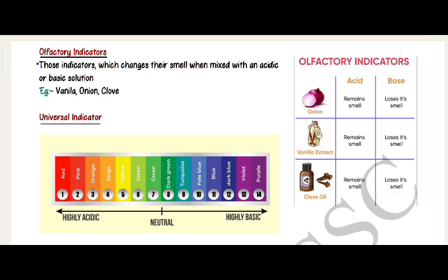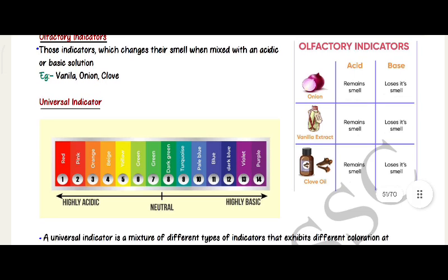Olfactory indicators: those indicators which change their smell when mixed with an acidic or basic solution. Examples: vanilla, onion, clove. Onion in acid keeps its smell, in base loses its smell. Vanilla extract in acid keeps its smell, and in base loses its smell. Clove in acid keeps its smell and in base loses its smell.